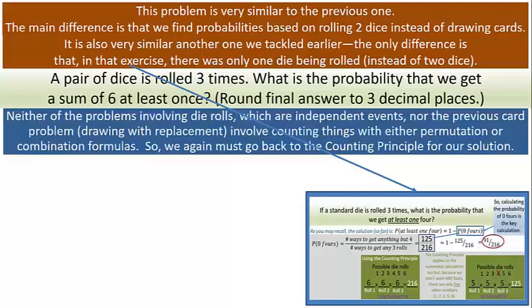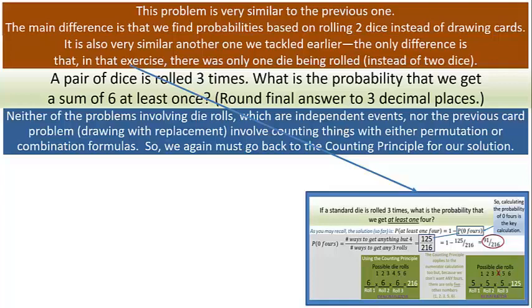The point being, neither of the problems involving die rolls, either this one with 2 dice or the other one involving 1 die, are dependent. They are independent events. Rolling a pair of dice once and rolling them again, those events are completely independent of each other. The probabilities don't change because of a previous roll. Nor the previous card problem where we drew with replacement. Because we were drawing with replacement, that made those draws independent.